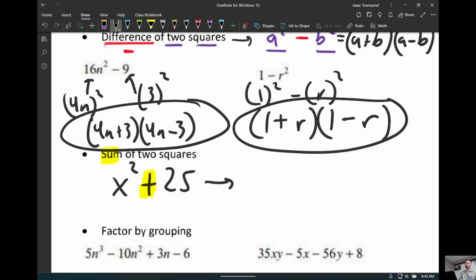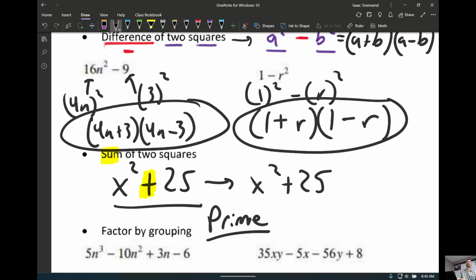So you would either have to just leave it alone, or if you were asked to factor it, you would need to say that it doesn't factor, or even better, say that it's prime. Prime means that it does not factor. And if you think it does factor, you should write down on your paper what you think it would factor into, multiply your answer together, and you will see that it does not work. Difference of two squares works fine. Sum of two squares does not factor. So it's good to know that so that we don't waste our time on that.